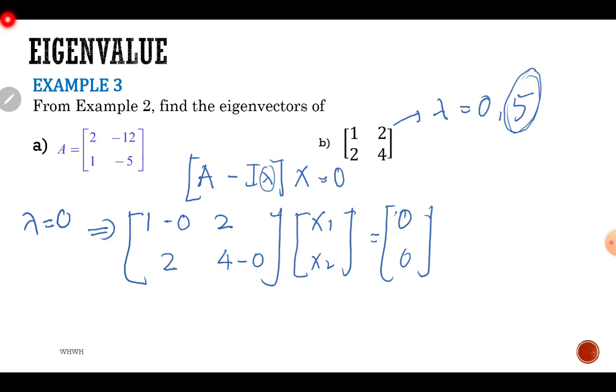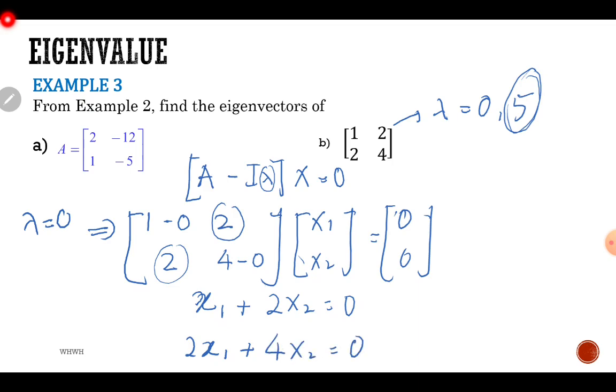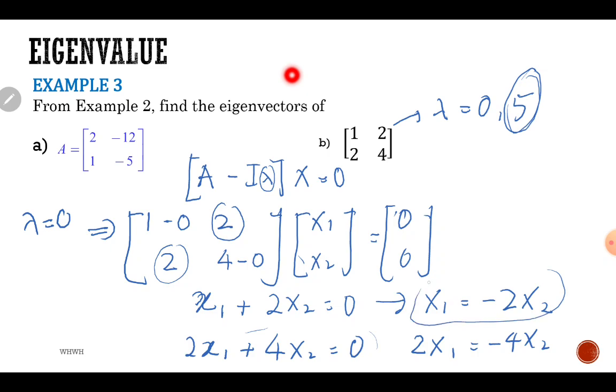Okay, so here we have, kita akan dapat 1 je lah. X1 tambah 2 X2 sama dengan 0 and then 2 X1 tambah 4 X2 equals to 0. So daripada sini nampak kita akan dapat X1 is actually equals to negative 2 X2. Yang ni pun sama. Kalau you letak kat ni 2 X1 equals to negative 4 X2, you faktorkan 2, you still also get 2 X1 equals to minus 2 X2. Okay.